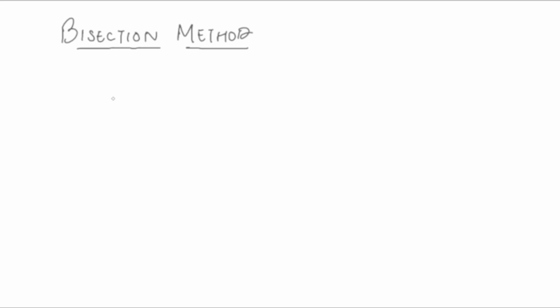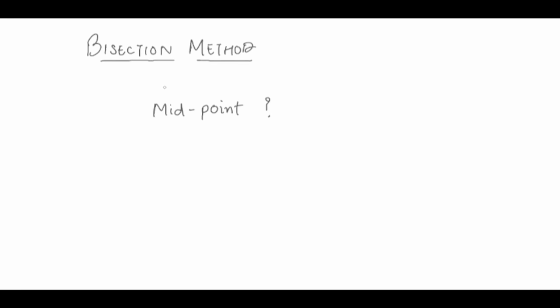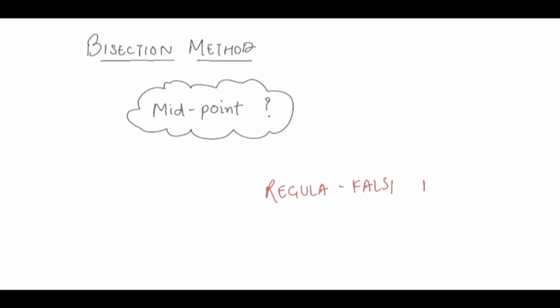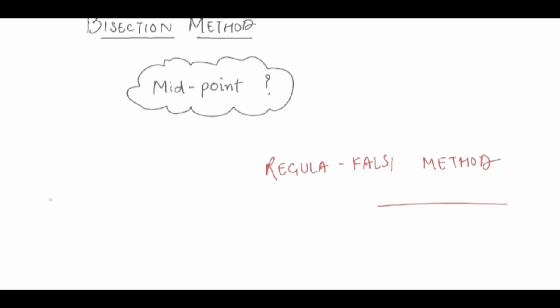But this naturally raises an important question: can we choose a better approximation than the midpoint? If the graph of the function is itself providing more information, why not use that information instead of simply taking the middle point? The answer leads us to today's topic, the regula falsi method, also known as the false position method.